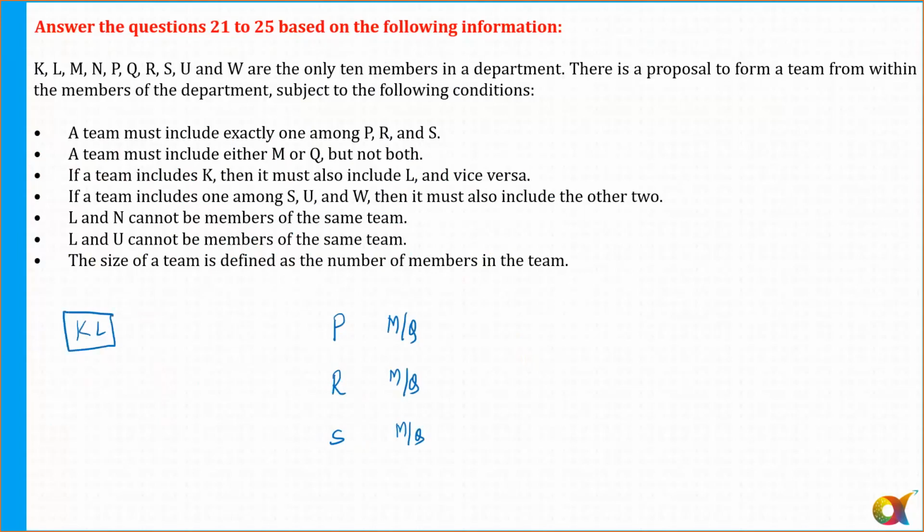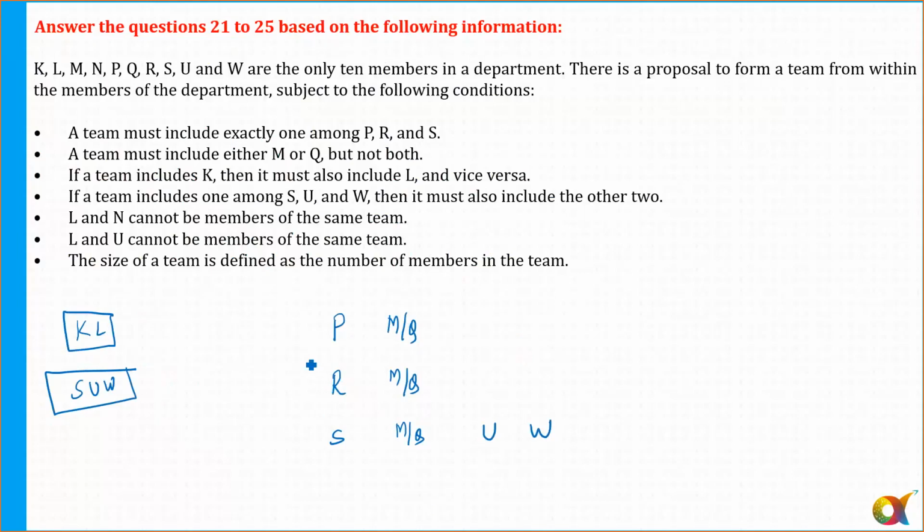If a team includes one among S, U, W, it must include the other two. So S, U and W will always come together. So in the third case, S is already there. It means in the third case I need to include U and W also. So that is the case.